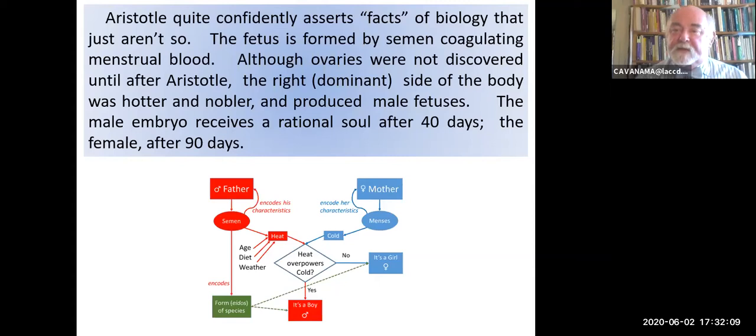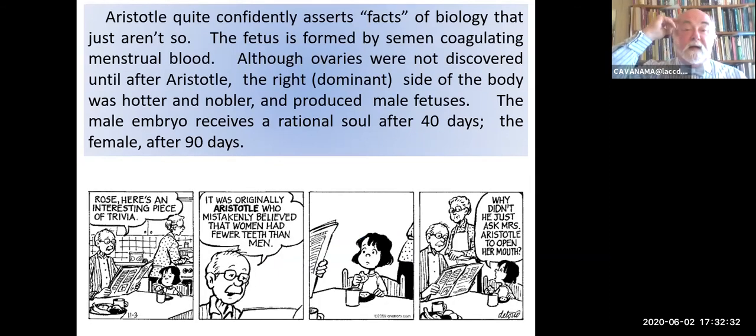The fetus, for example, says Aristotle, is formed by semen coagulating with menstrual blood. No. Nobody knew about ovaries during Aristotle's time, but he was sure, nevertheless, that the right dominant side of the body was hotter and nobler and produced male fetuses. The male embryo receives a rational soul after 40 days, the female after 90 days. Aristotle quite confidently asserts that women have fewer teeth than men.